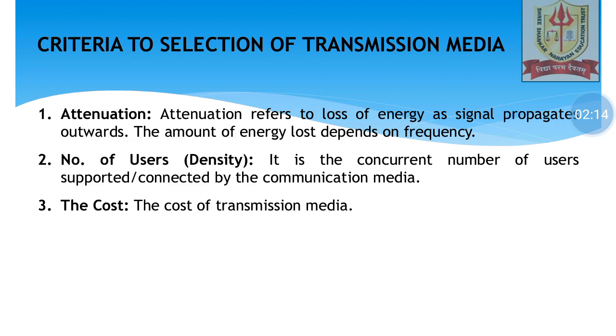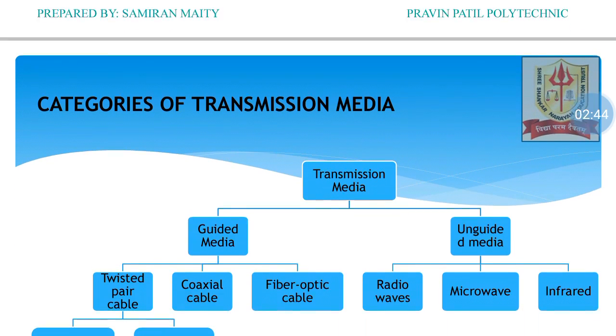Next is the number of users. It is the concurrent number of users, concurrent in the sense of simultaneous users supported by the communication medium. Obviously we will select the communication medium that can support a large number of users at a single instance, at a single moment of time. And obviously cost is also one of the factors. We require the cost to be as low as possible while selecting a transmission medium.